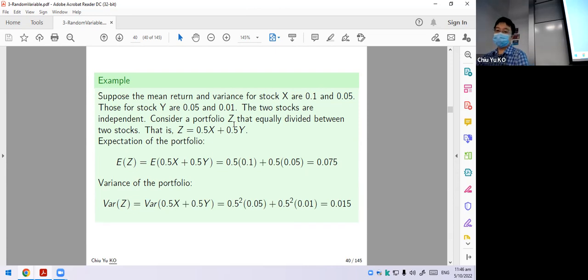The reason is that the expectation of the portfolio return is the linear combination of X and Y, the mean return. Just like if you invest half in X and half in Y, your return is just half the return of X and half the return of Y. But the variance is much lower. It's not halfway between 0.01 and 0.05. So it does mean that diversification is good.